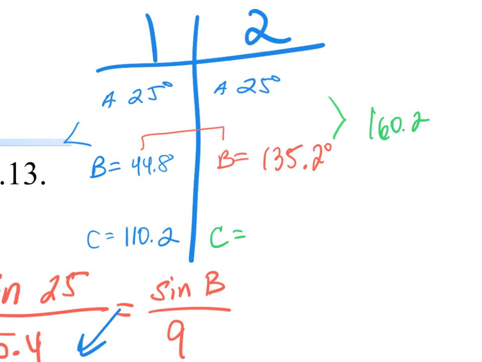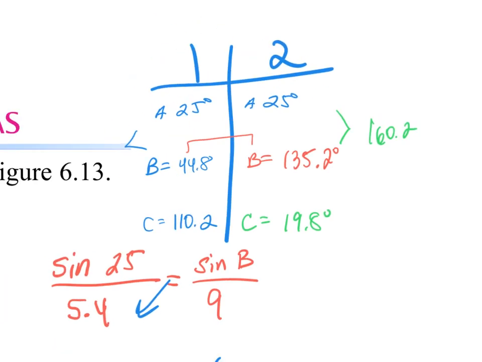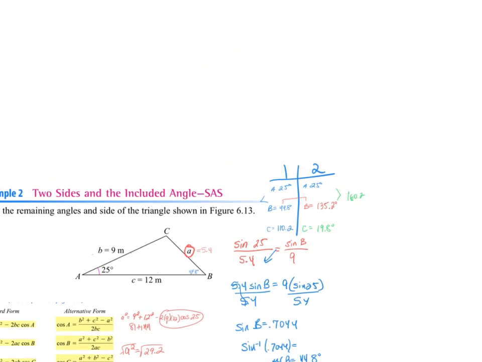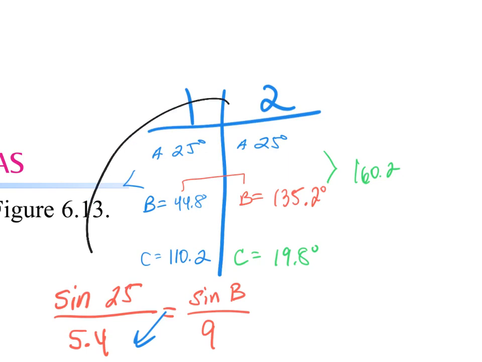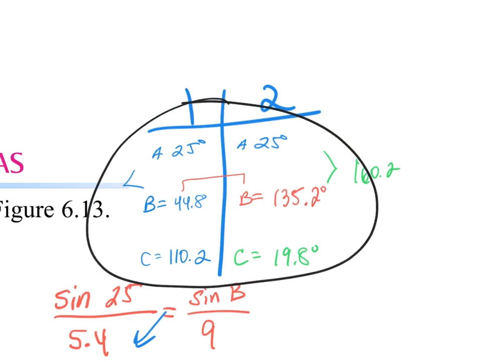So what's 180 minus 160.2? What is it? Do 180 minus 160.2. How many triangles exist in this case, guys? 2. You always have to check to see if there's 1 or 2 triangles. So we just solved this triangle, but there actually are 2 solutions using the law of cosines and sines. You just have to always make sure you go back and check.